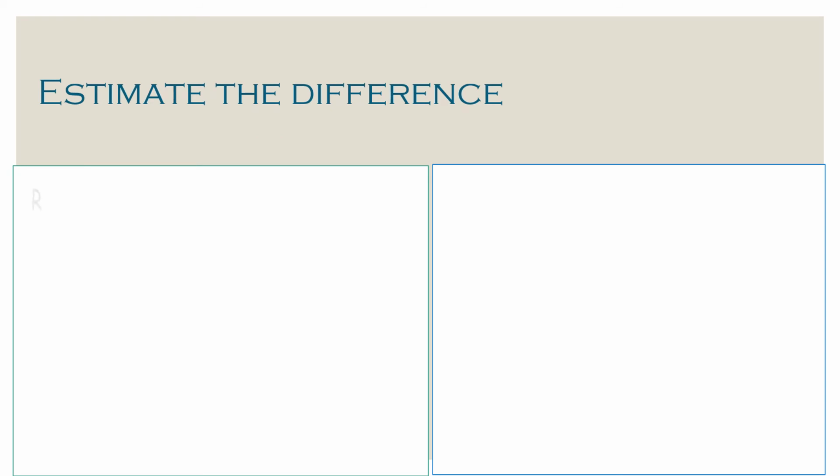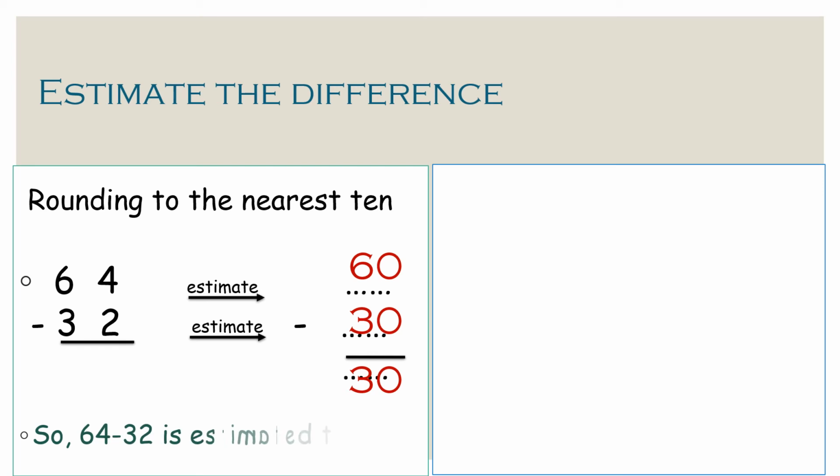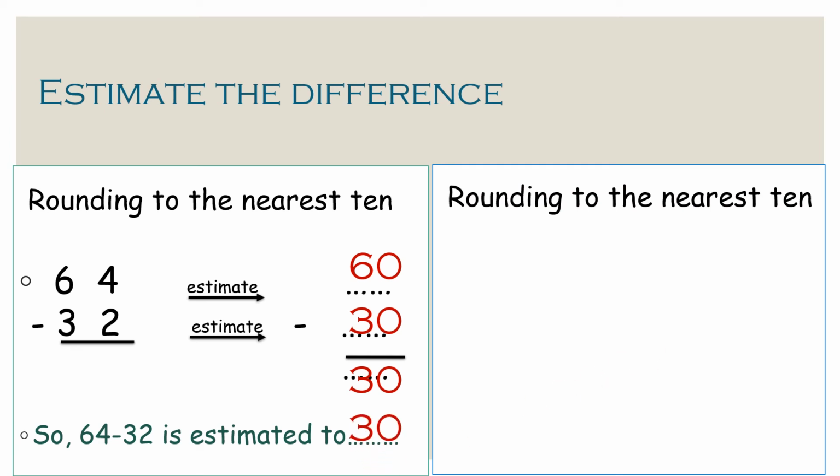Now let's estimate difference. We're going to do the same steps, except we're going to subtract this time. So here is the problem. First you estimate the first number. Did you get it right? Okay, now estimate the second number. It's 30. What's the difference? 30, yes. So the estimation of 64 and 32 is 30. Estimation here is 30.